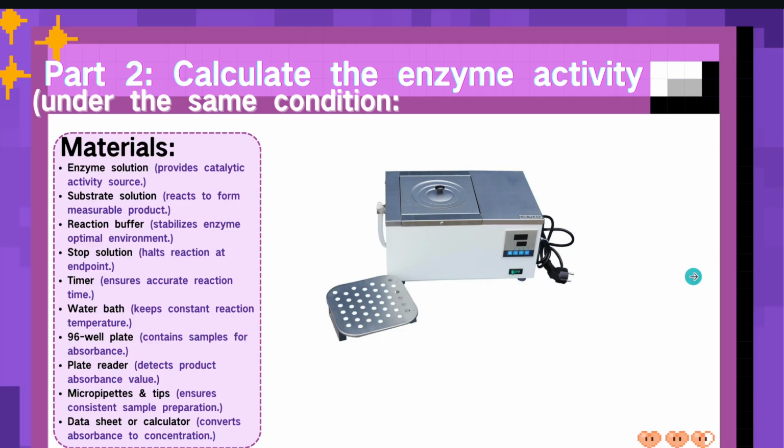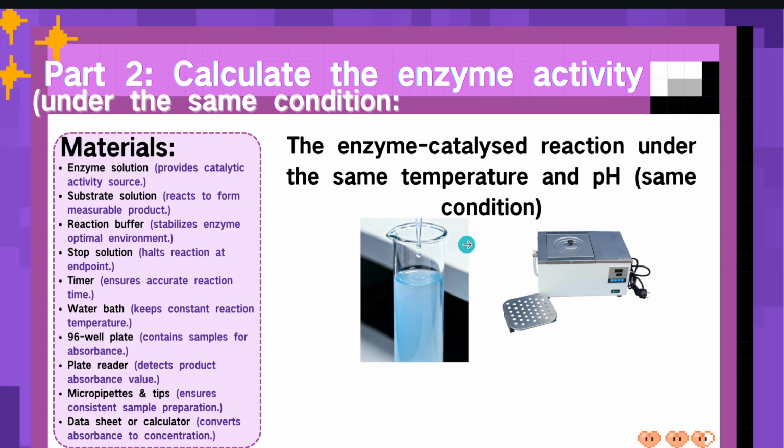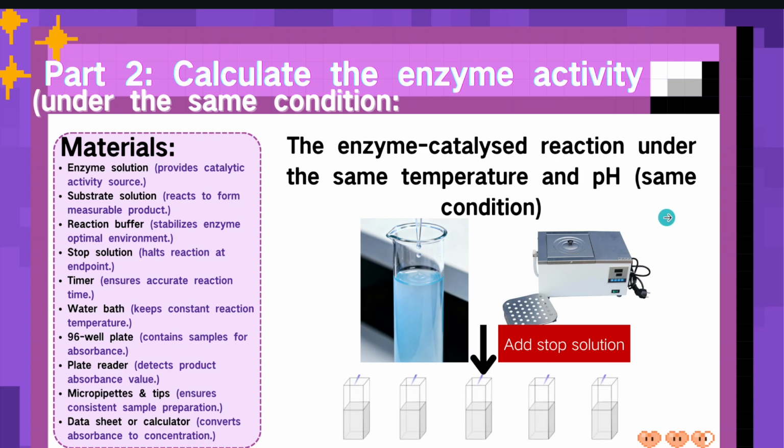These are the materials we will use, and this is the water bath, which helps keep a constant reaction temperature. So first, we will put the enzyme and substrate together with the buffer and then put them into the water bath. Here, I will emphasize the same temperature and pH, which is also the same condition. That is because, just as we mentioned before, the activity of the enzyme will be impacted by some conditions, such as these kinds of factors. So then, after the enzyme-catalyzed reaction, we will add the stop solution, and then these unknown solutions will be created.